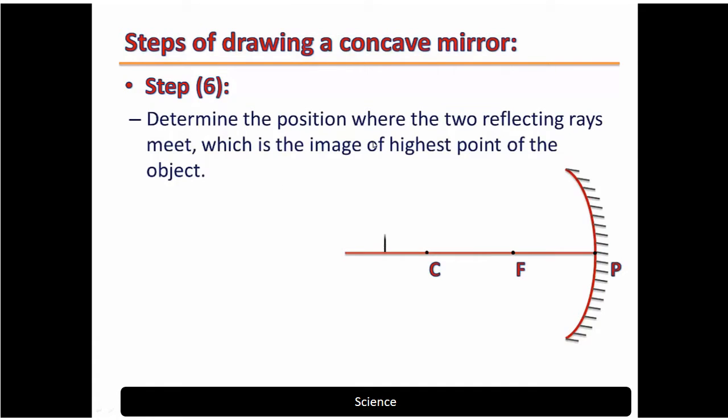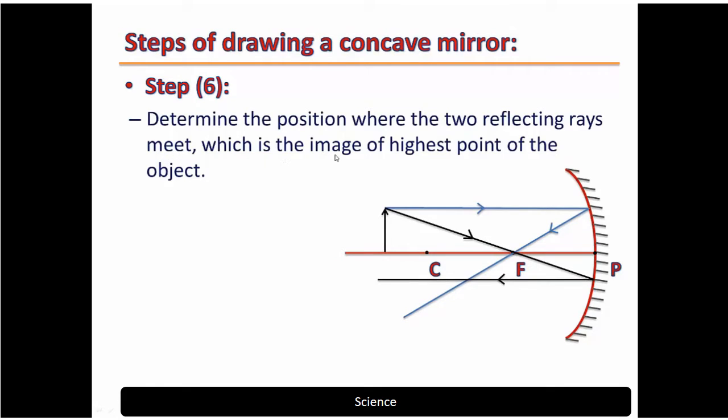Determine the position where the two reflected light rays meet, which is the image of the highest point of the object. This is the first reflected light ray and this is the second reflected light ray. They are intersected at this point. This point is the image of the highest point of the object.